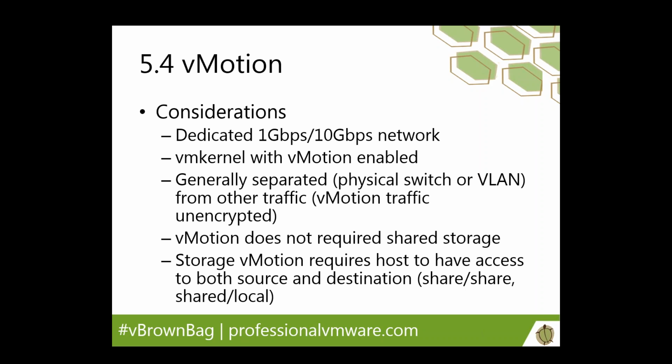So you can do it on 1 or 10 gig. I think at this point 10 gig is recommended. You saw where we enabled vMotion on the VM kernel adapter. You're generally going to separate traffic, not necessarily physically anymore, right? With 10 gig networking, we've probably got plenty of bandwidth, but at the very least, probably want to do that on its own VLAN as vMotion traffic is unencrypted. So you don't want that intermingled with storage or other general network traffic.